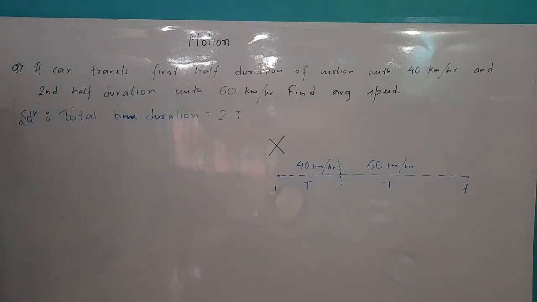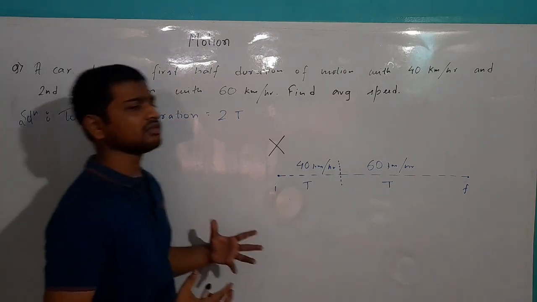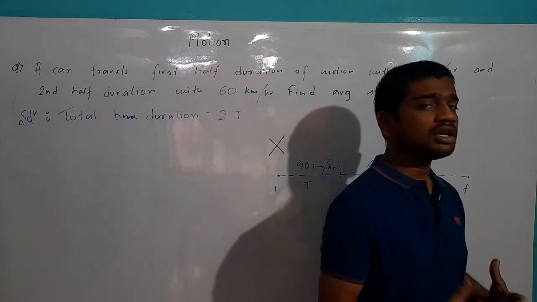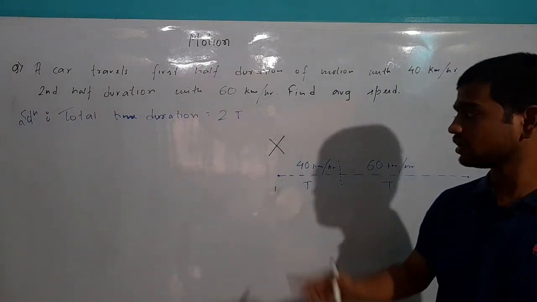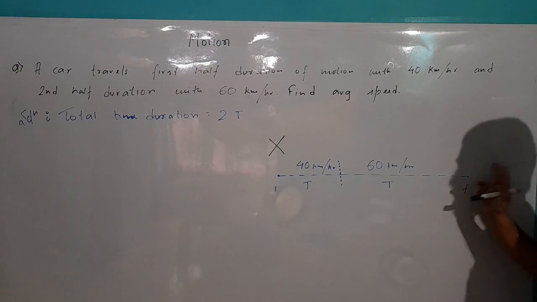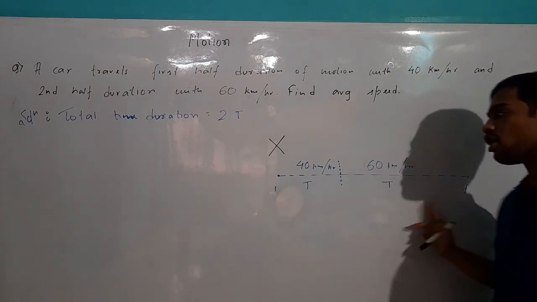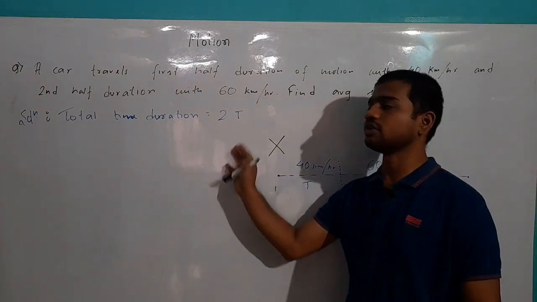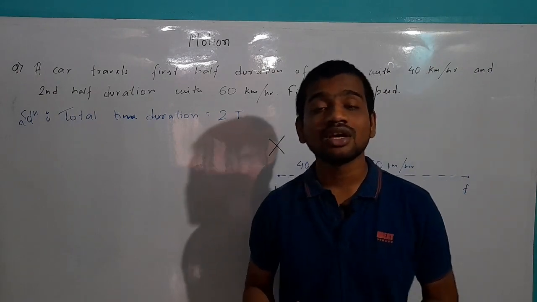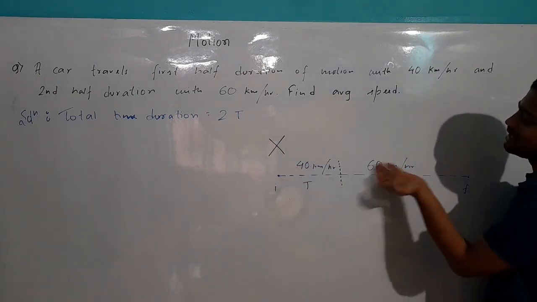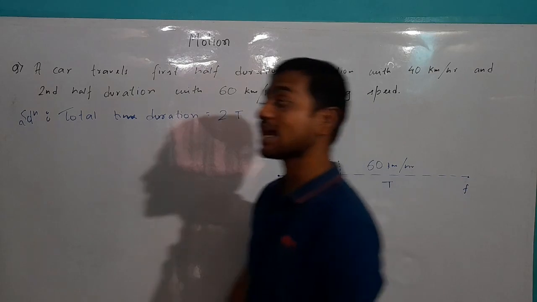So what do we have to find? We have to find the average speed. What is the formula of average speed? We have done this in the previous class. That is total distance by total time taken. So we first need to consider the total distance and the total time. Obviously we know that the total time duration is 2t, clear, but what is the total distance? We don't know that. We only know the speed, so we have to calculate the distance also.